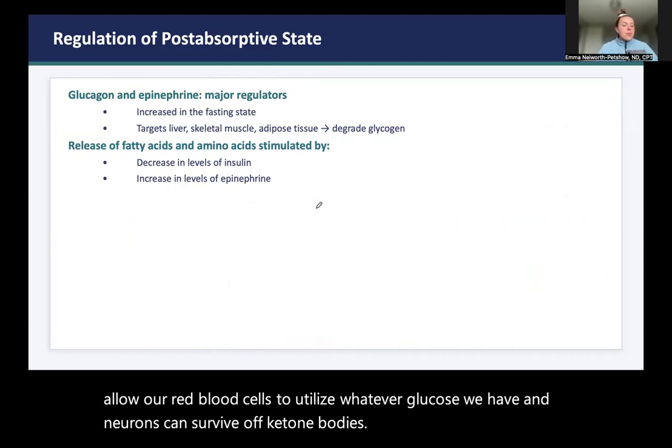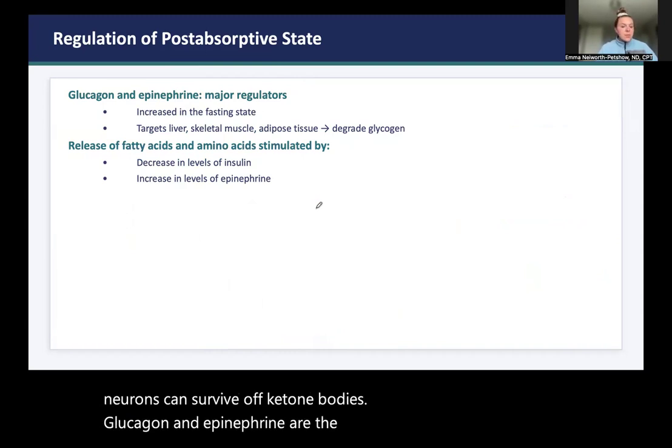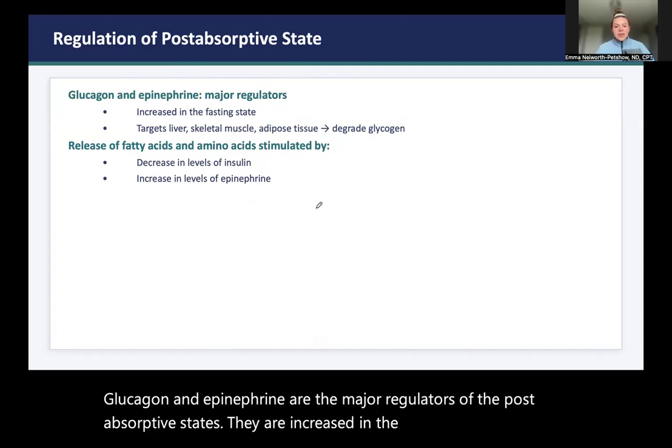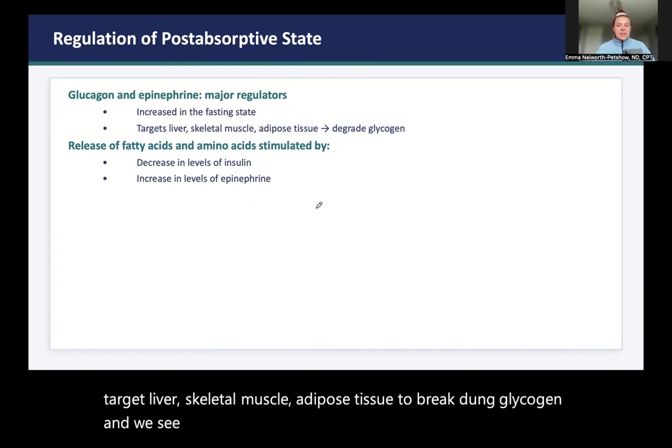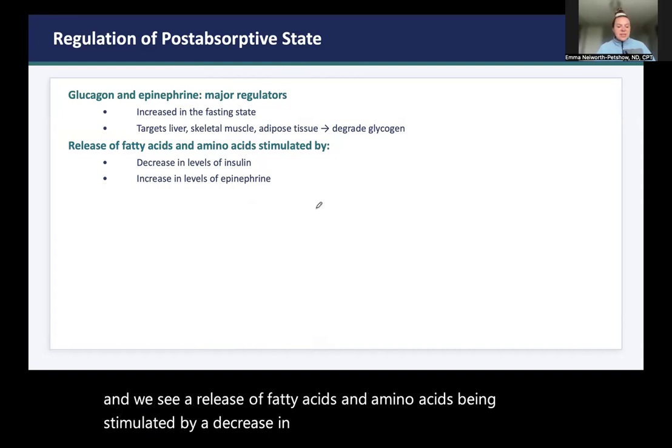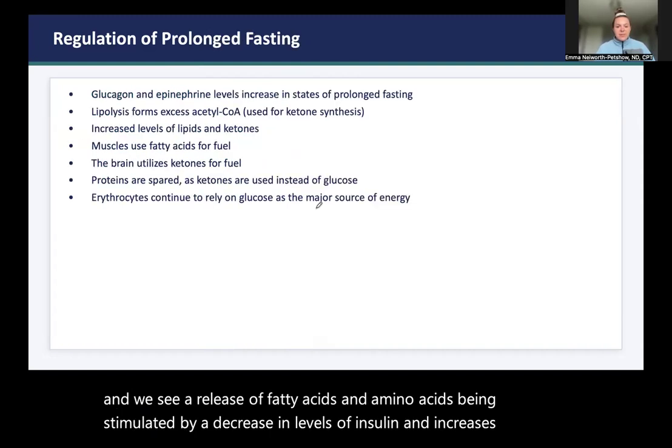Glucagon and epinephrine are the major regulators of the post-absorptive state. They are increased in the fasting state and they target liver, skeletal muscle, and adipose tissue to break down glycogen. And we see a release of fatty acids and amino acids being stimulated by a decrease in levels of insulin and increases in levels of epinephrine.